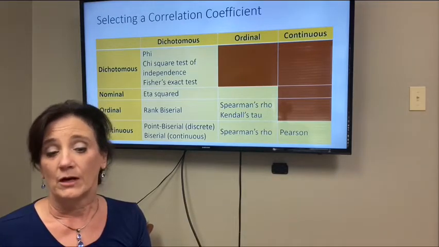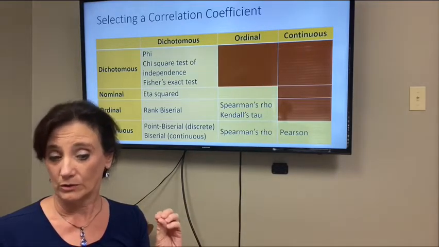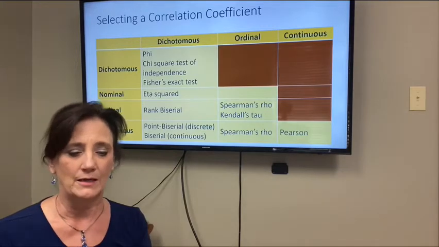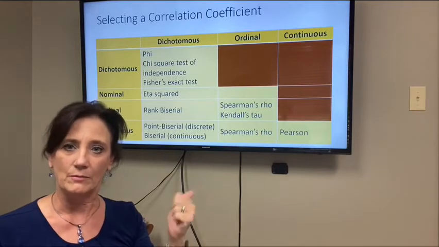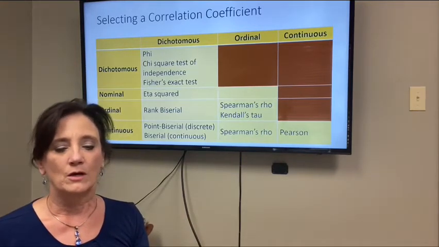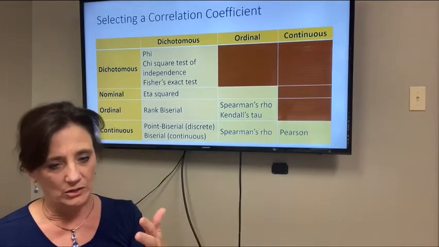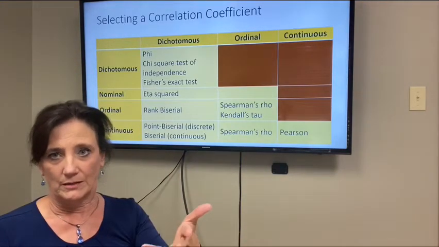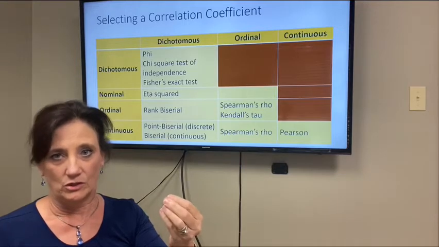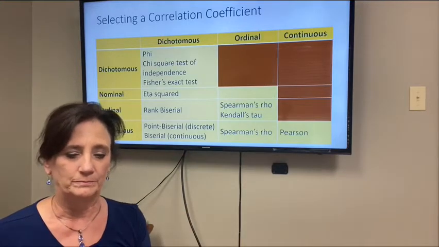Let's say you've got ordinal and dichotomous data. Ordinal is order implied, right? Like the age example I showed you earlier. So are you a member of 4-H? Yes or no? And what is your age? We'll use rank biserial to see if there's a relationship between those two variables.